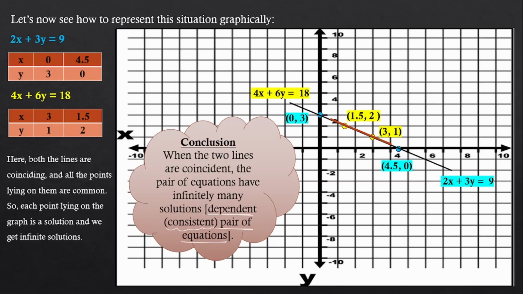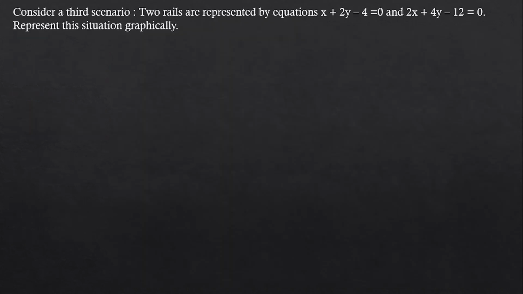So let me repeat: when you have two lines coinciding or overlapping each other for a pair of linear equations in two variables, we say that both the equations have infinite solutions. Since it has solutions, it will be considered consistent, but because it is not giving me a unique solution, it is called a dependent pair of equations. I hope you are understanding what I am trying to explain. Now let us understand the third condition.